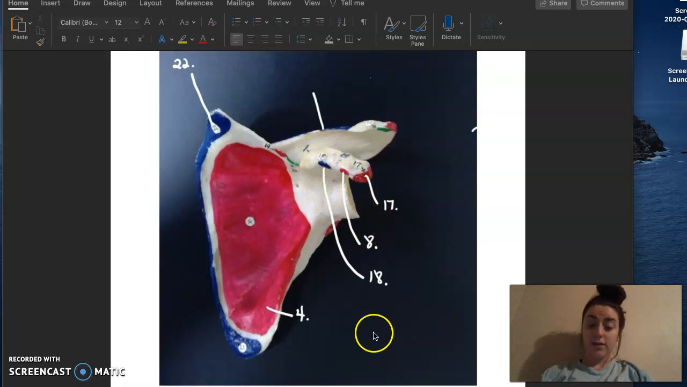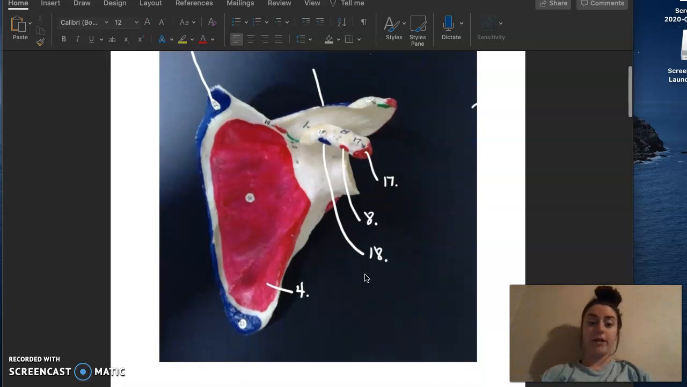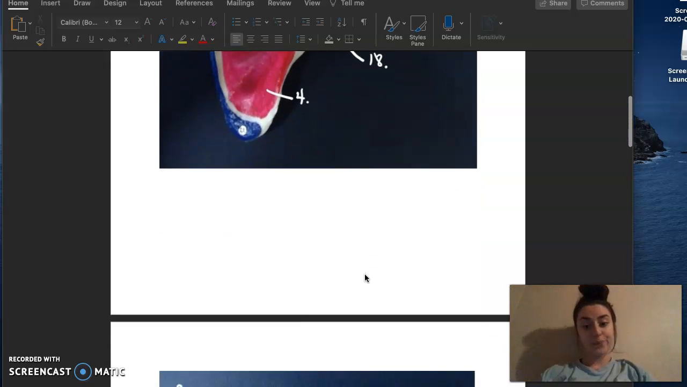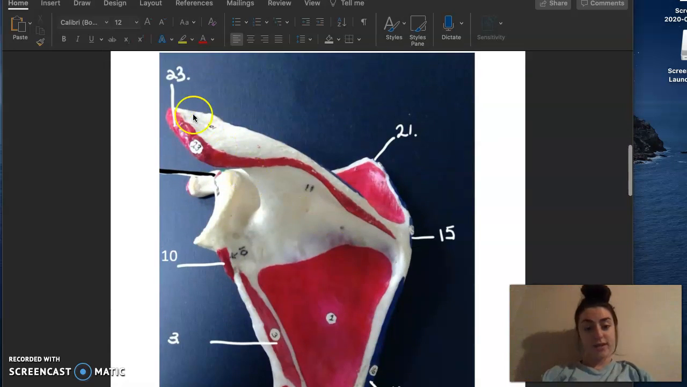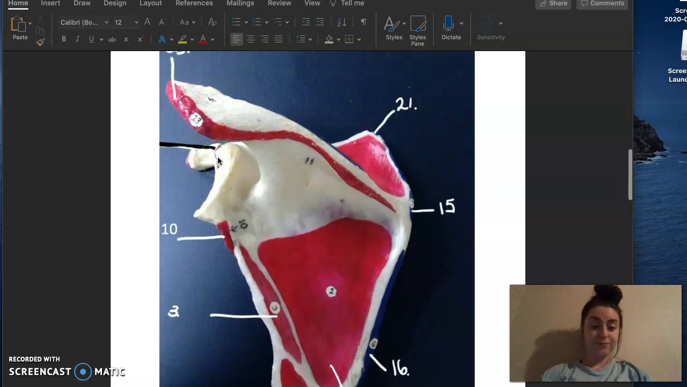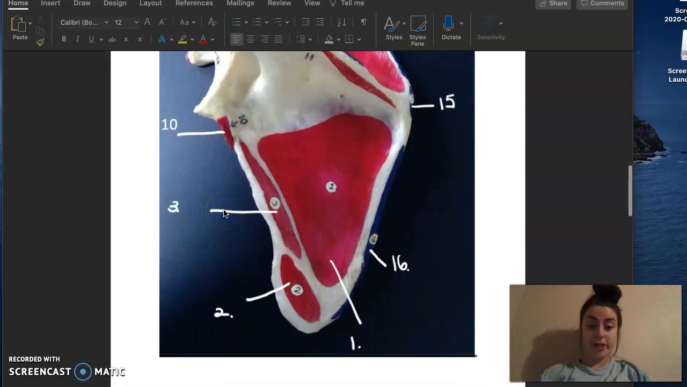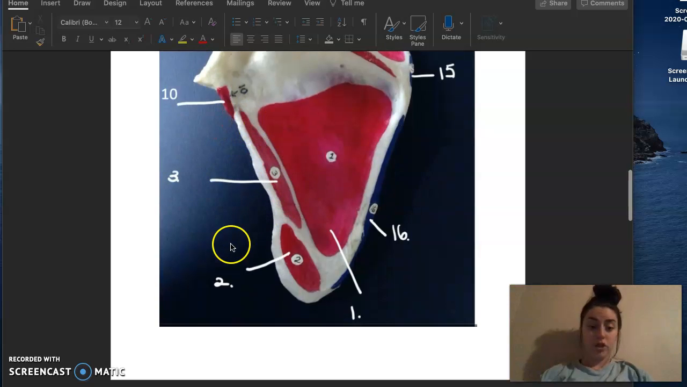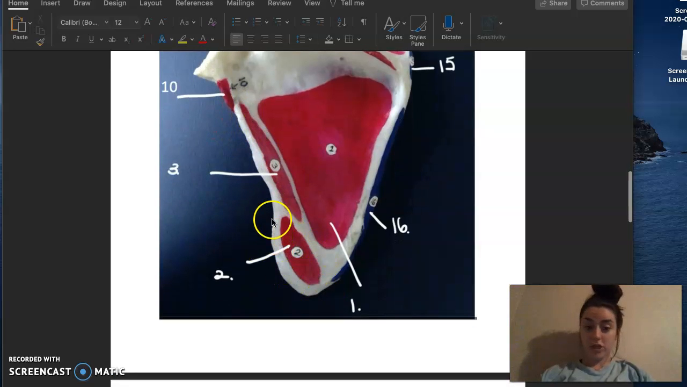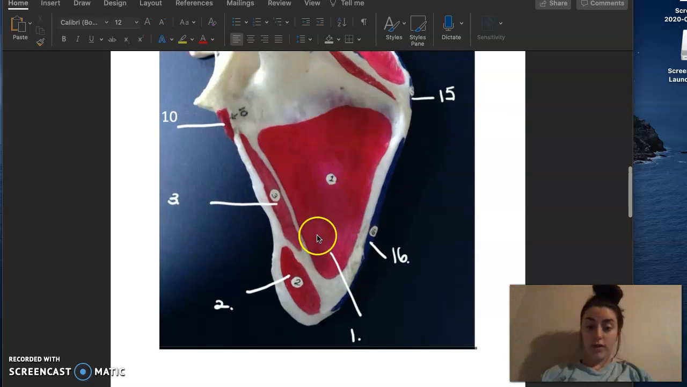And at 18, we would have the insertion of the pectoralis minor. At 23, this is where the deltoid would originate. 10 is where the long head of the triceps brachii originates. 3 is where the teres minor originates. 2 is where the teres major originates. 1 is where the infraspinatus would originate.